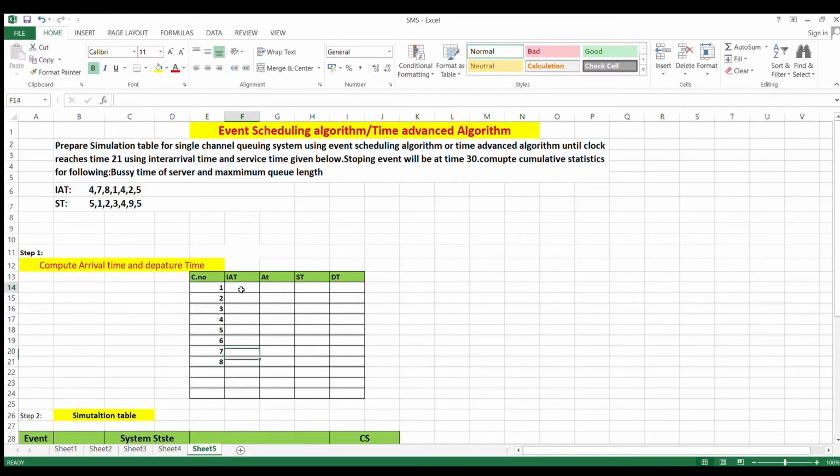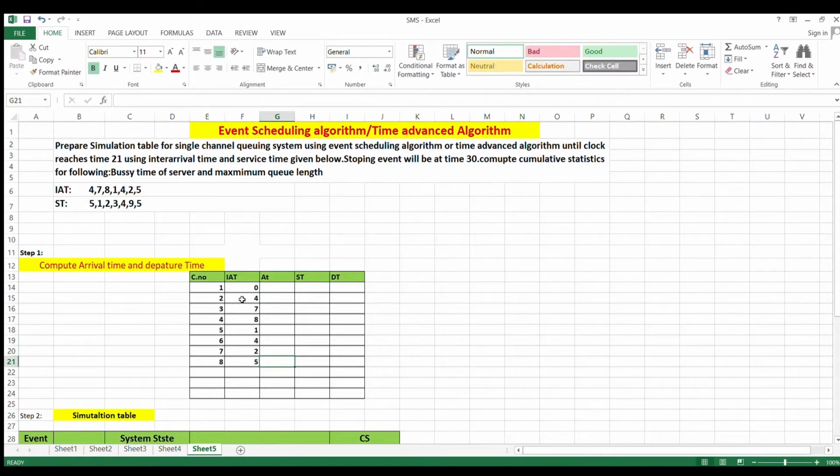Then the inter-arrival time for the first customer will always be dash. Okay, instead of dash I will write 0. The second customer is 4. Third customer 7. Fourth customer 8. Then 1, 4, 2, 5.